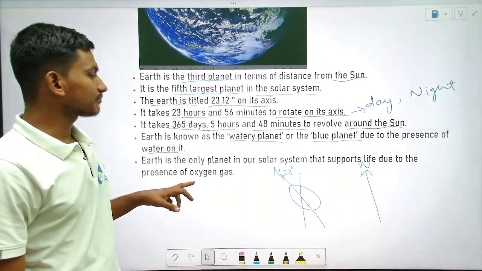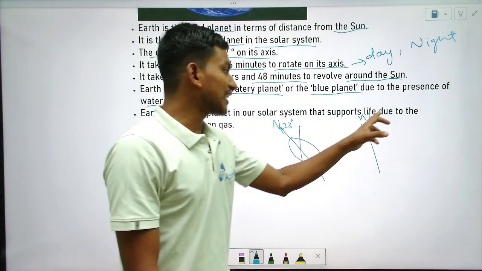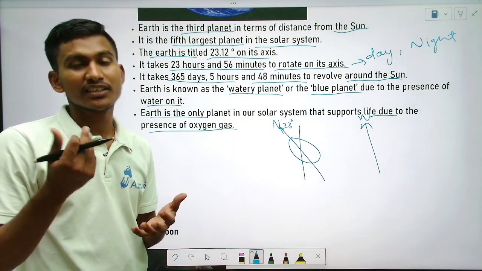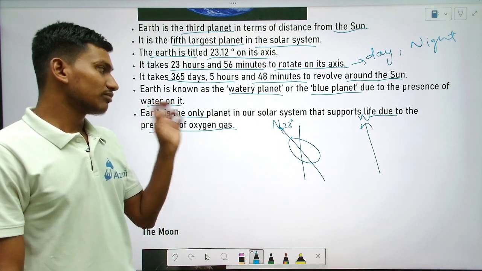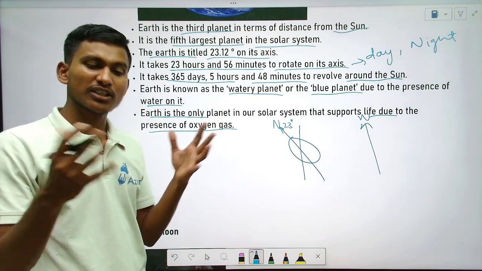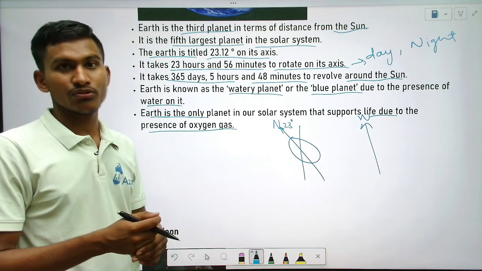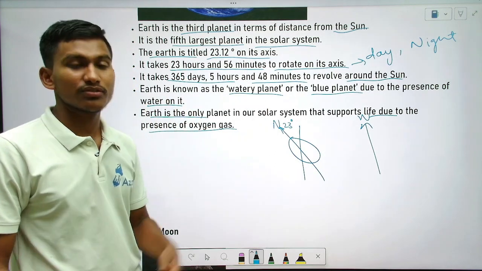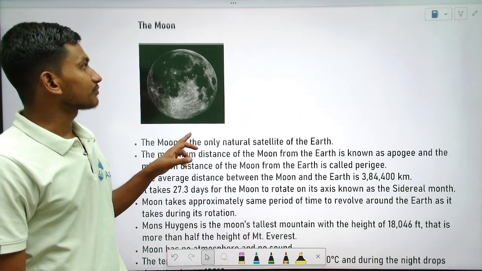So here Earth is the only planet in our solar system that supports life due to the presence of oxygen gas. What do we breathe? We breathe oxygen. That is very important for our survival. Because of the presence of oxygen and hydrogen, if we combine oxygen and hydrogen, we get water. So water is the lifeline of our daily life. Earth has life because of the presence of oxygen. Got it? Good. So let's study about the moon now.